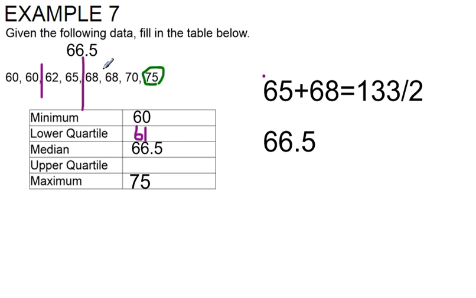And then if we look at the other side, I want to go 2 in here and 2 in here. Directly in the middle would be 69. So there we have our 5-number summary.